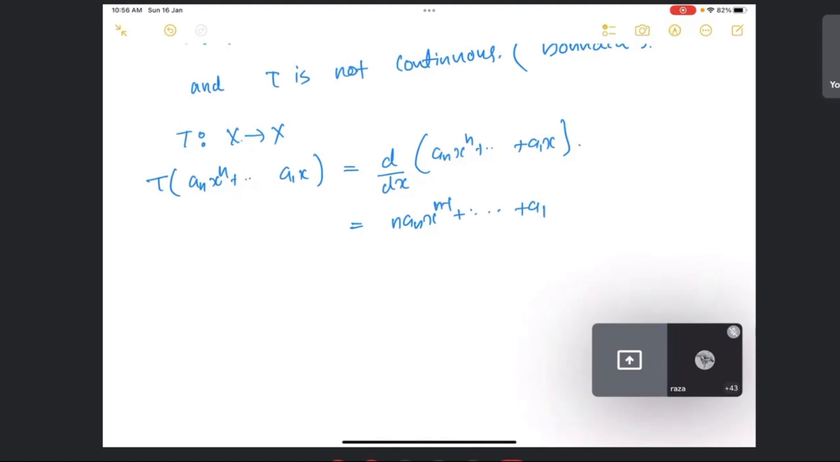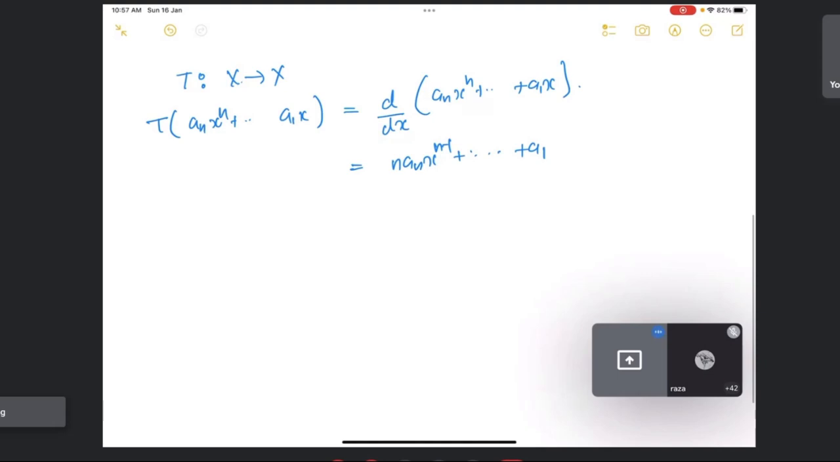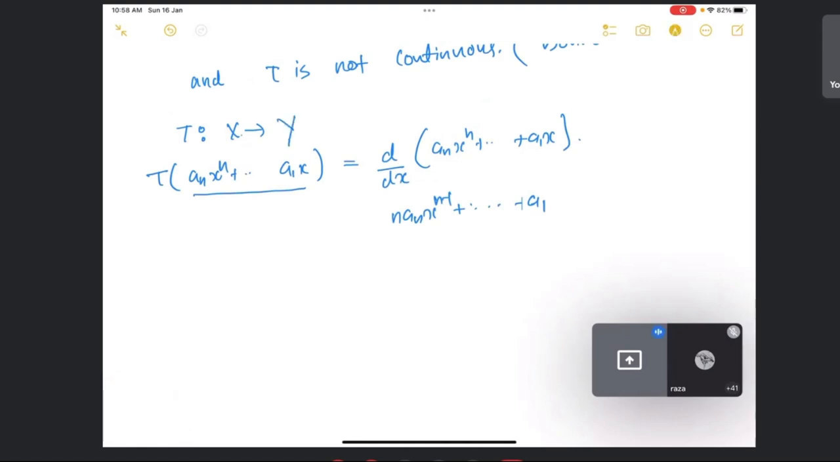First I'll show that this map is 1-1. I'll take two elements in the image, and if they are equal, I'll show that the pre-images are equal. The image is again a polynomial. If you apply the differentiation operator to a polynomial, you again get a polynomial. So this is not from X to X because there will be constant terms, so I'll take some space Y, consisting of all polynomials.